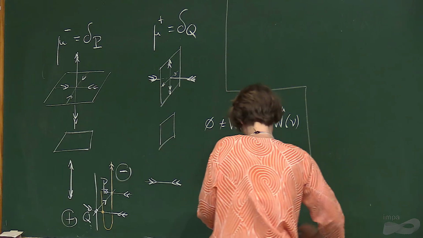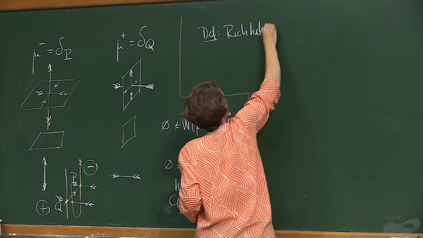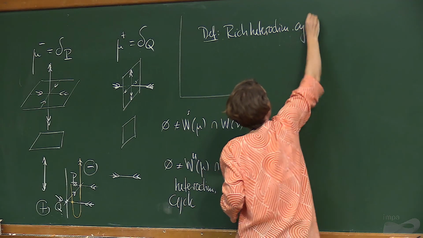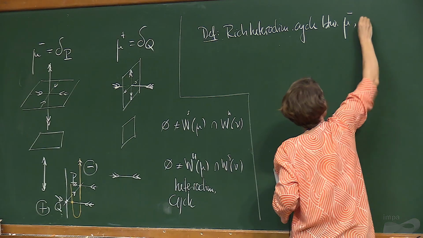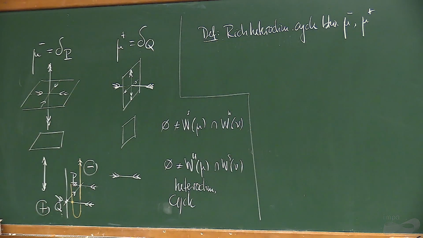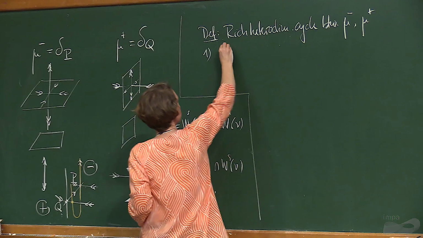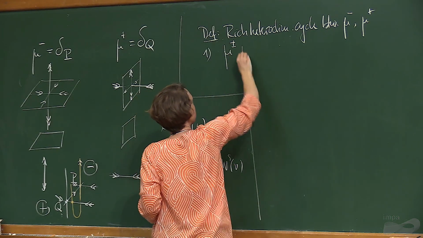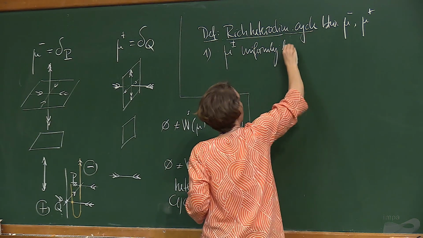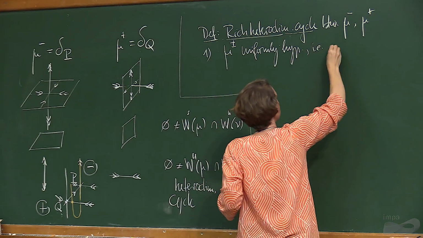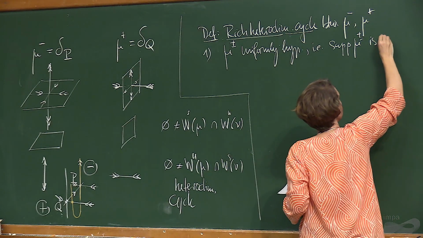Okay. So let me give the definition of a ridge heterodimensional cycle between a measure mu and the measures mu minus and mu plus, which already suggests that they are of different hyperbolic type, of different type of hyperbolicity, but I will write this down in the definition. So first, I assume that both are uniformly hyperbolic, in the sense that the support of either of them is a hyperbolic set.